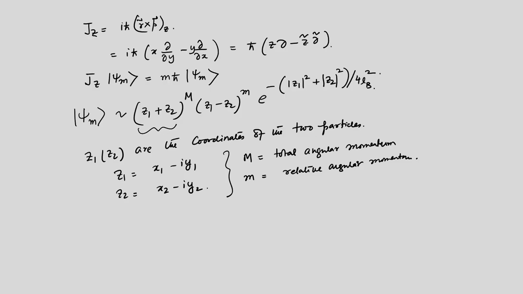So if one of them goes as z to the power m, exponential minus mod z square by 4 lb square, then for two of them we simply use the relative coordinate and the center of mass coordinate, and then write down the wave function, which we believe would be the solution of the Schrodinger equation if it is exactly solved. Okay, so now the many-particle problem, after we do the two-particle.